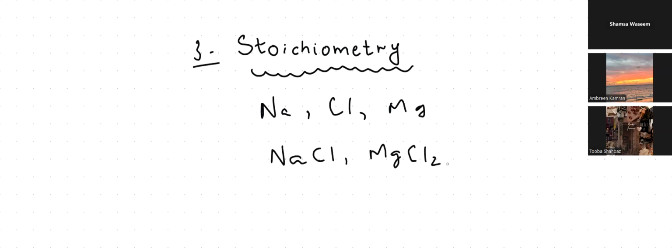Okay, let's see. Magnesium is in group 2, so we write down 2 over it. Chlorine is in group 7, so it gains 1 electron, write down 1. These valences are cross multiplied, so therefore the formula of magnesium chloride will be MgCl2. Similarly, aluminum chloride would be AlCl3. Okay.